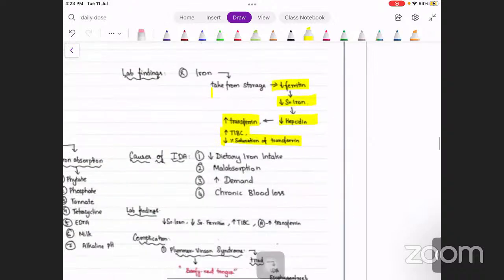What are the causes? It could be a decrease in dietary iron intake, malabsorption, increased demand, and chronic blood loss.